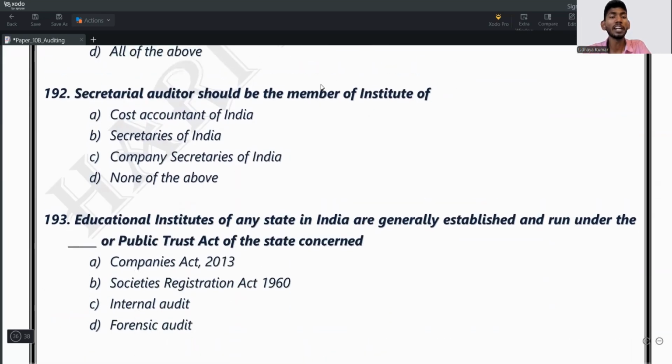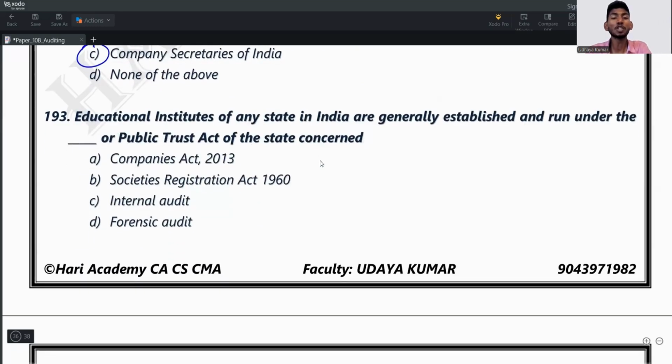So moving to question number 192, the secretarial auditor should be a member of the ICSI, the Institute of Company Secretaries of India. Okay. So then, educational institutions of any state in India are generally established and run under the dash or Public Trust Act of the state concerned, Societies Registration Act 1960.